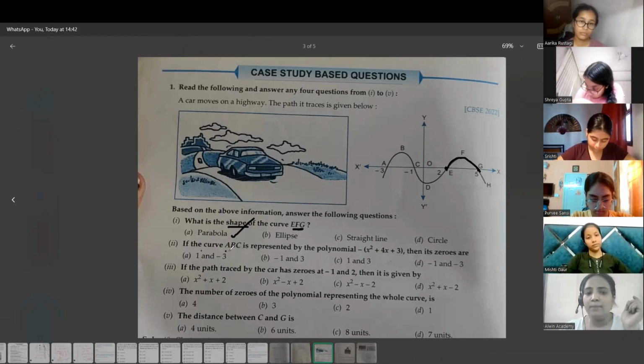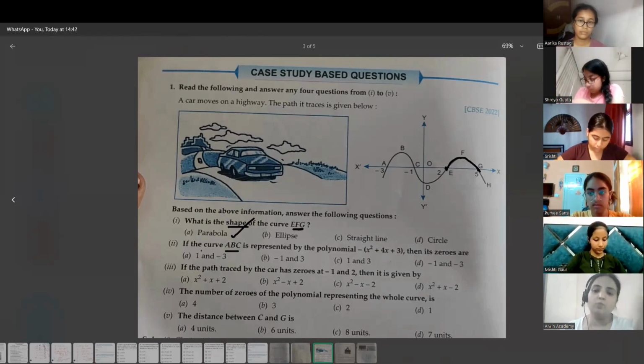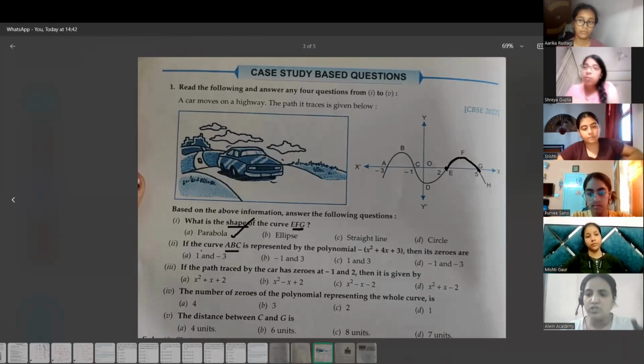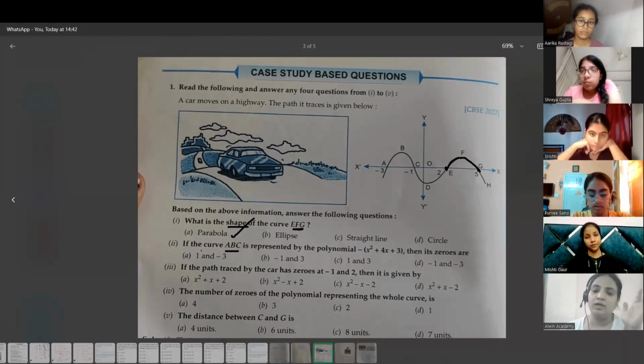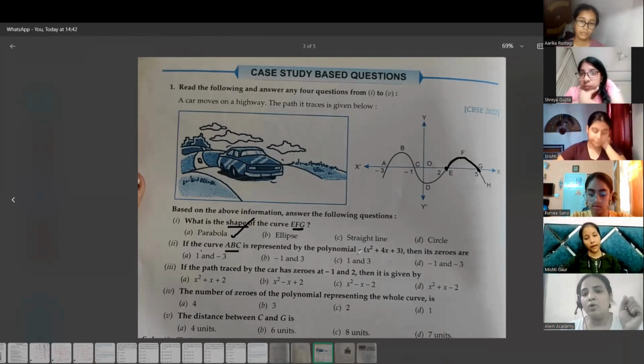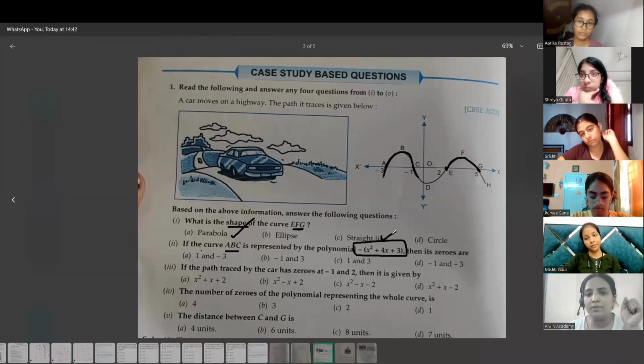If the curve ABC, I'll give you people good enough time to read, but when I am explaining, you please focus here. While I'm switching to the next question or reading, that is okay. But try concentrating here only. If the curve ABC is represented by a polynomial like this. So where is ABC? This is ABC. And for this ABC, they are saying that this can be represented by this polynomial.